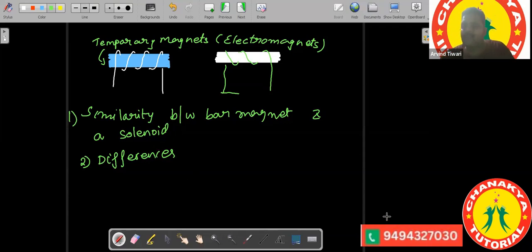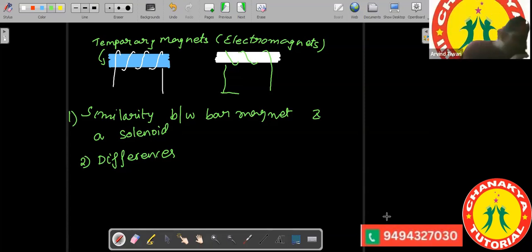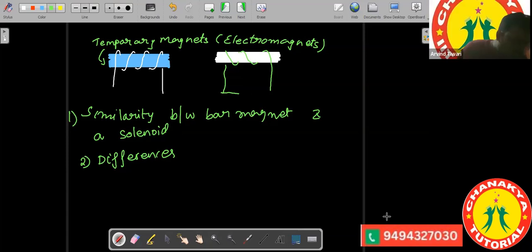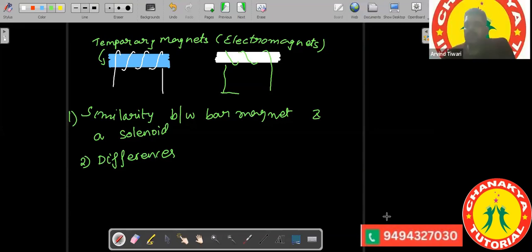Mehak, any other difference between solenoid and a bar magnet? Monish? Yes, sir. What's the difference between a bar magnet and a solenoid? I'm not sure, sir. I'm just thinking about the point. Sir, a solenoid can be air core, right? Okay, it can be iron core or air core. But what is the difference that we see here?